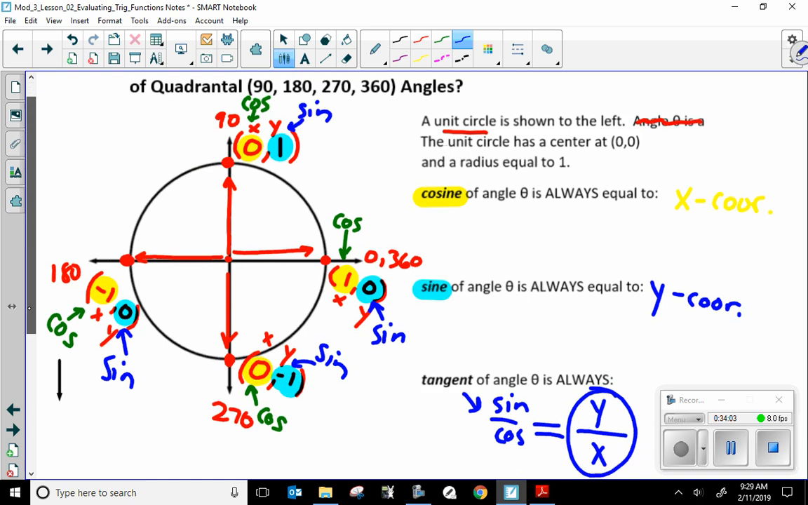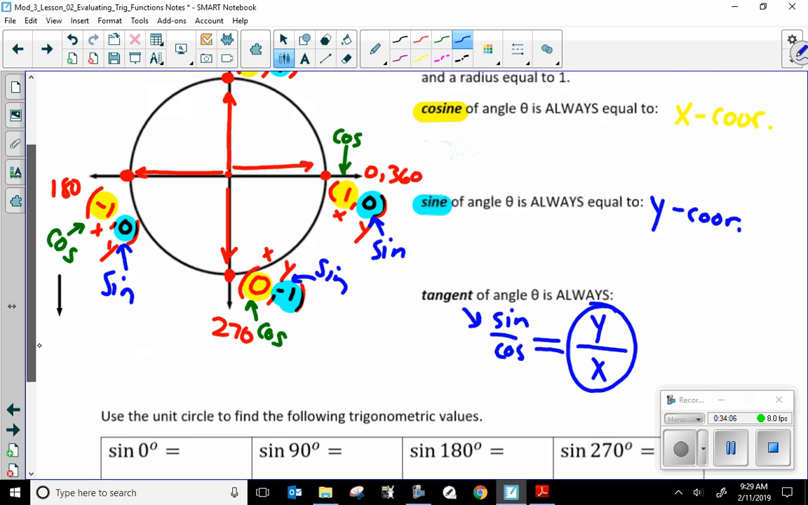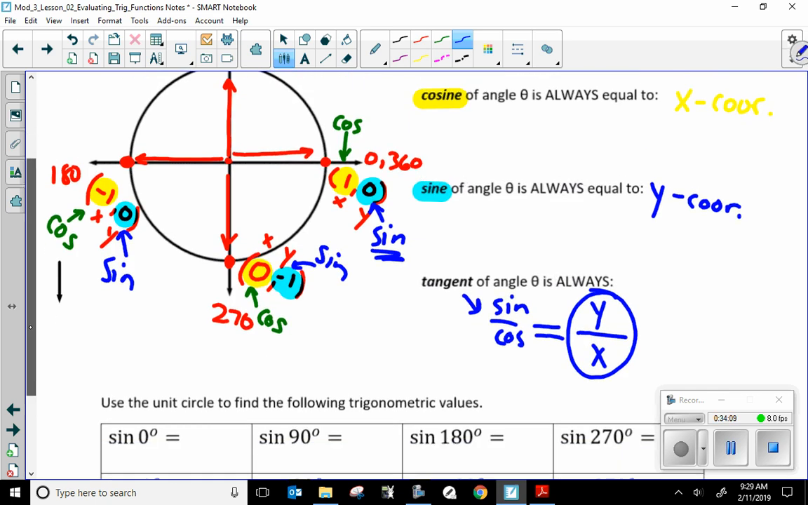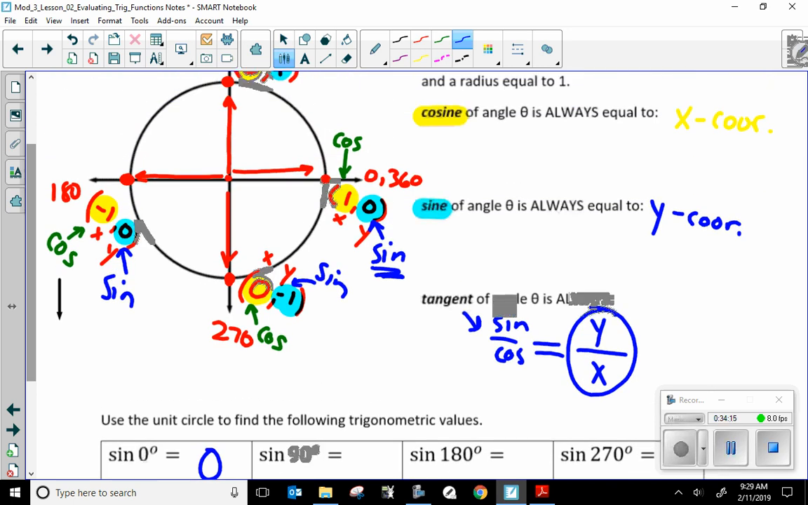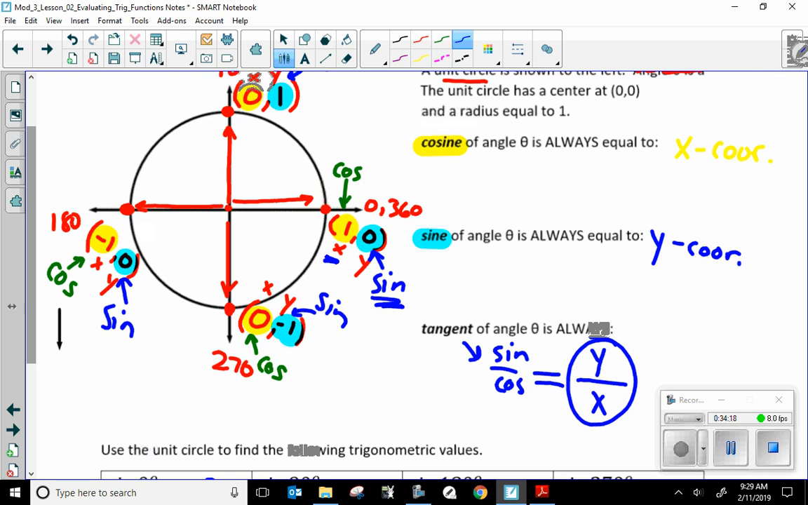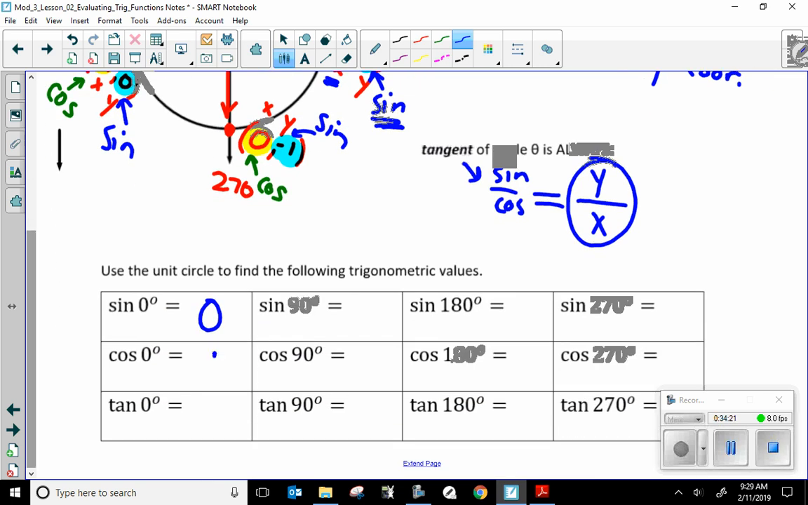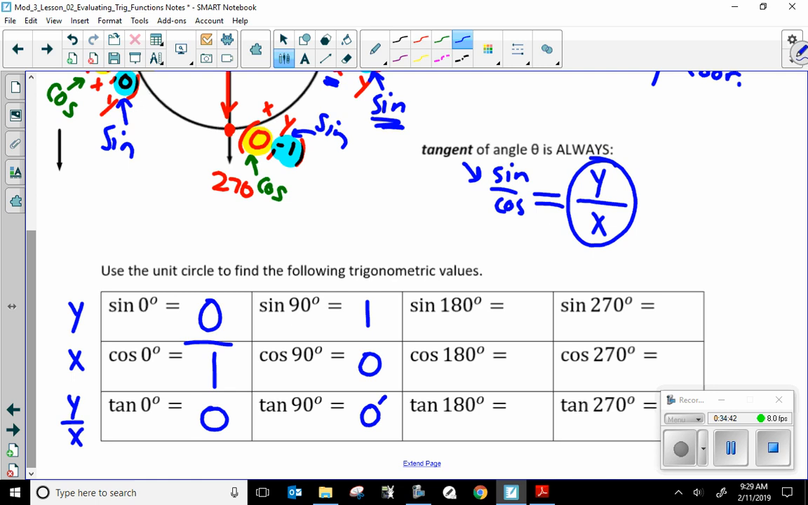So if I go down here, what's the sine of 0 degrees? The sine of 0 degrees is 0. What's the cosine of 0 degrees? It's 1. And the tangent, since sine is the y and cosine is the x, is y over x. So let's create a fraction here. That's 0. Sine of 90 is 1. Cosine of 90 is 0. If I divide them, I get undefined. I can't have 0 on the bottom of a fraction.